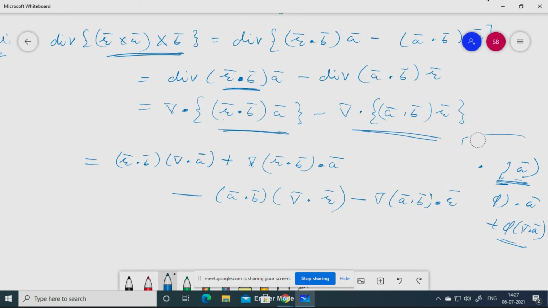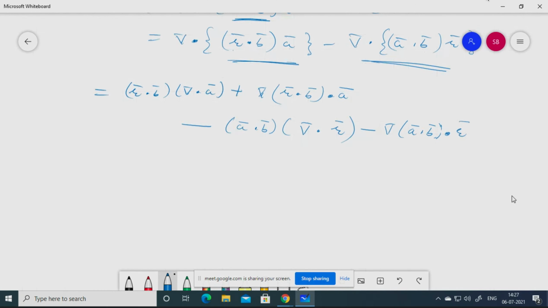Hope this is clear to you people. Is it clear to all of you? You apply the first identity here. As I told you, we need to apply the identities we have learned. Okay. Just let us simplify this thing. Okay. Now, R bar dot B bar as it is.